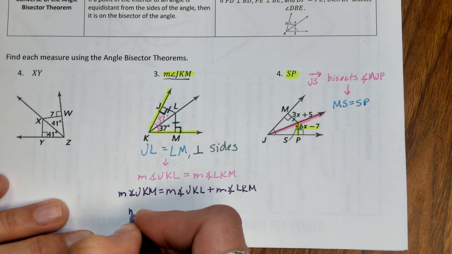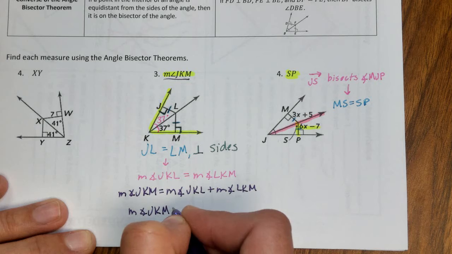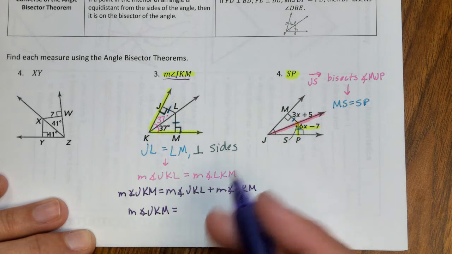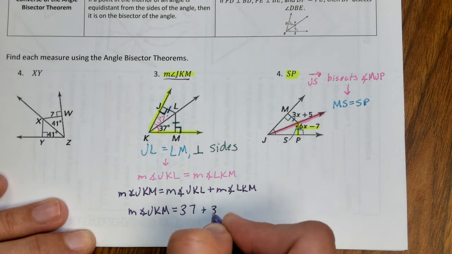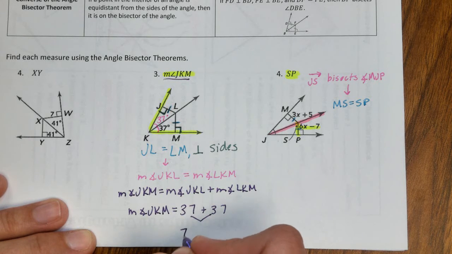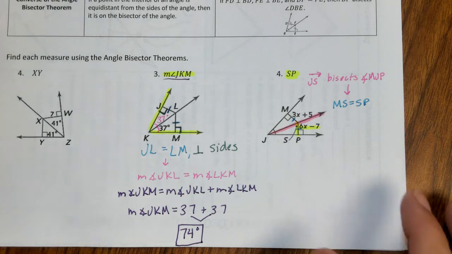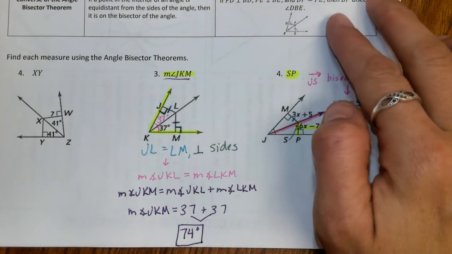Simply put, our measurement of angle JKL, or JKM, sorry, we're going to go ahead and substitute in 37 plus 37, giving us a final answer of 74 degrees. So always pay attention to what they are looking for. They want the part or they want the whole. We've seen that with median as well, with our quizzes and activities.